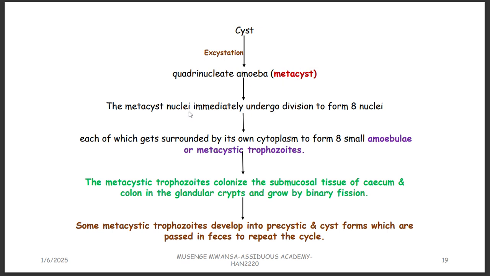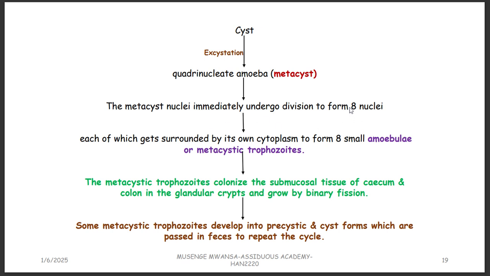And then the metacyst is now going to undergo divisions to form eight nuclei. Remember, the metacyst contains four nuclei. So if this metacyst divides in the middle, everything that it has will also divide. Each one of the nuclei is going to divide. So from the four, if all the four nuclei divide, we are now going to have eight nuclei.